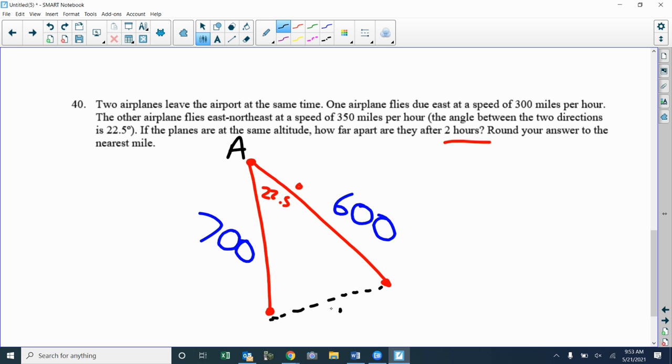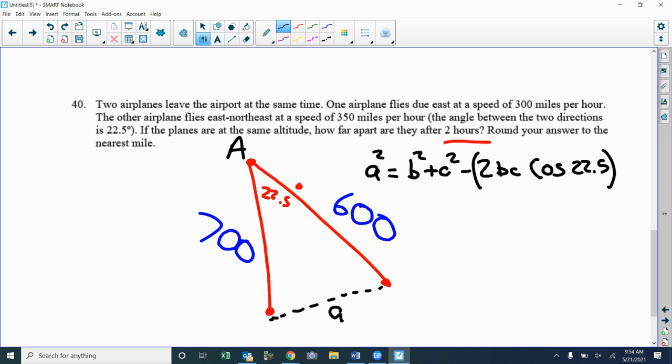So remember, we're looking for side A, so side A squared is equal to B squared plus C squared minus 2 times B times C times the cos of 22.5. Remember, definitely use brackets there.